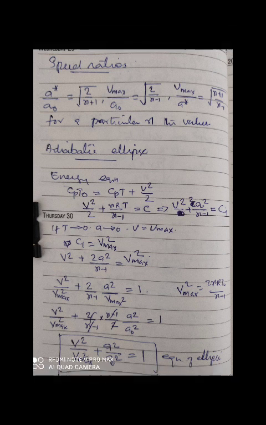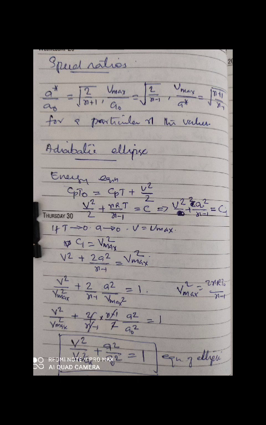So if you substitute this condition, you will get C1 is equal to V max square, and completing the equation with the value of C1, we get V square plus 2A square by gamma minus 1 is equal to V max square. And again we divide throughout by V max square. We will get V square by V max square plus 2 by gamma minus 1 into A square by V max square is equal to 1.